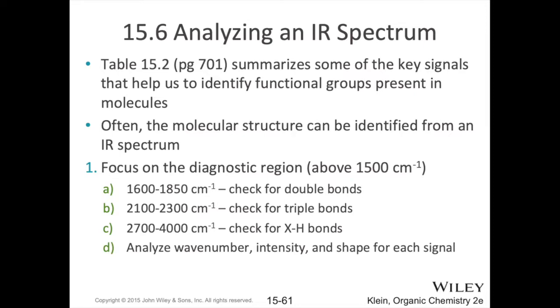But for things bonded to hydrogen, those will show up way to the left, above 2700 wave numbers. Then once you've looked at those wave numbers and figured out which sections they belong to, also consider the intensity of the peaks. Are they strong signals? Are they relatively weak signals? That tells you something about the polarity of the molecules, or at least those bonds. And then, of course, look at the shape. Are they a broad peak or a narrow peak? Again, that tells you something about the potential for hydrogen bonding.